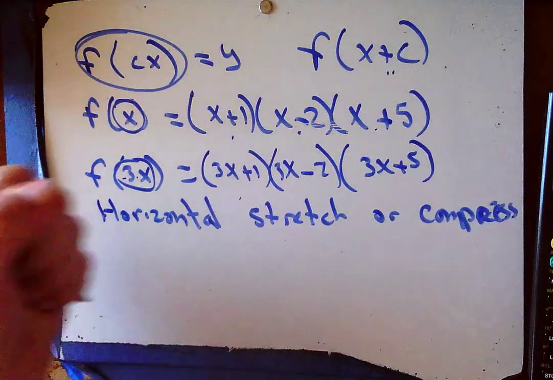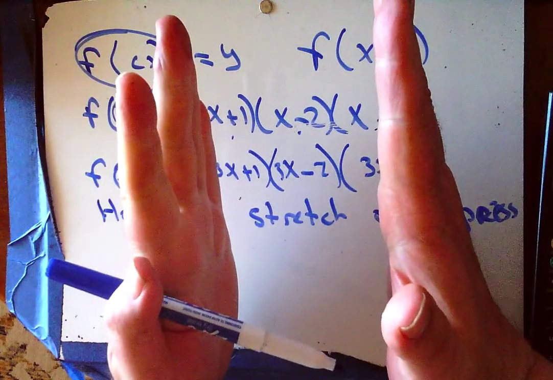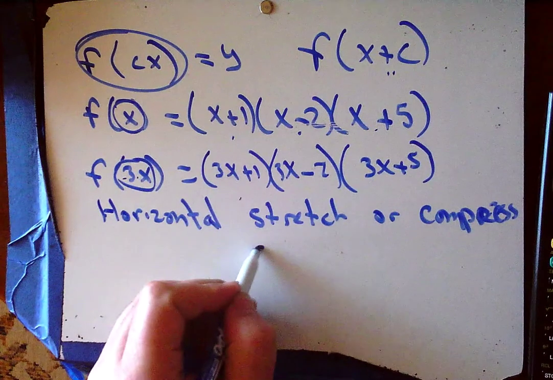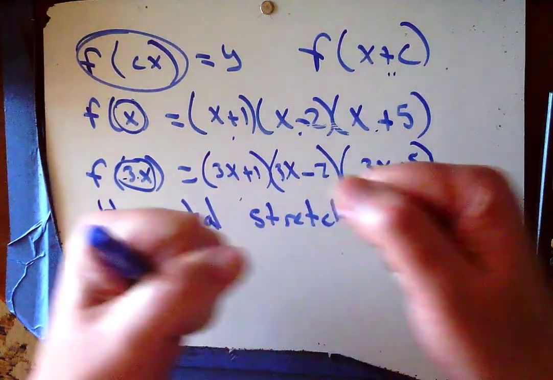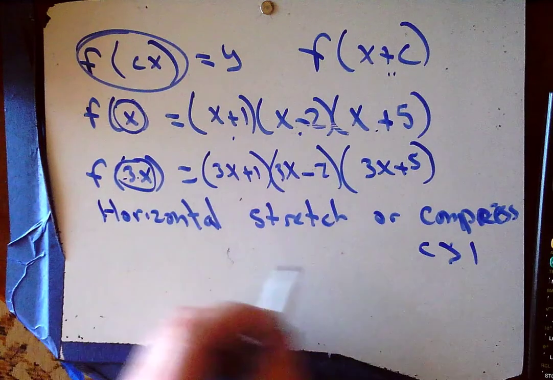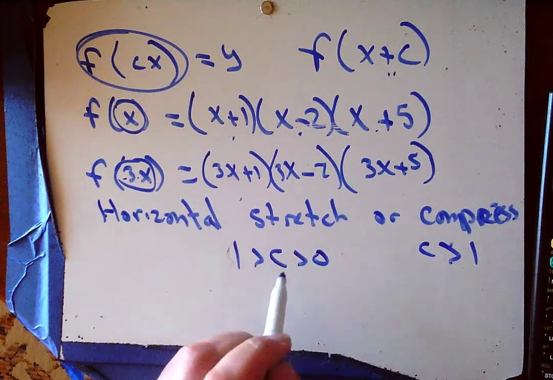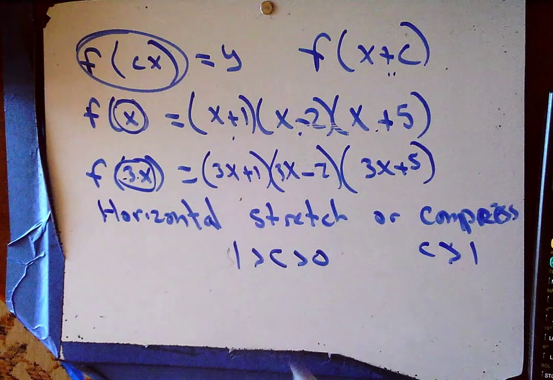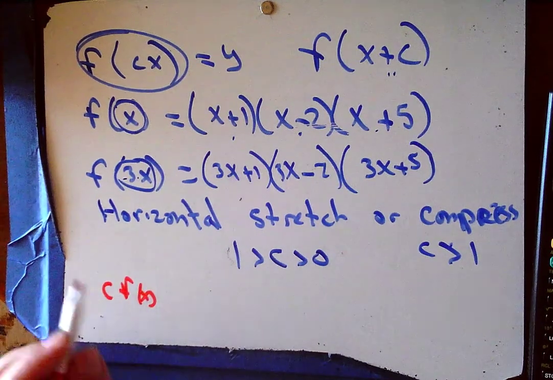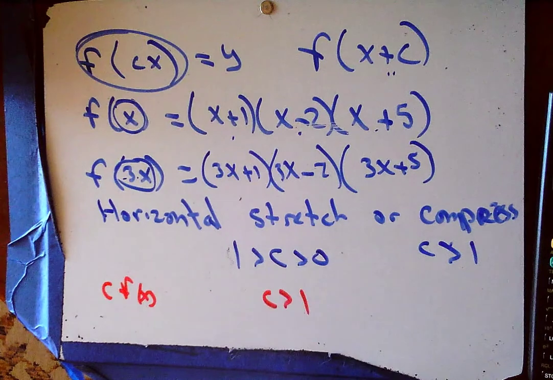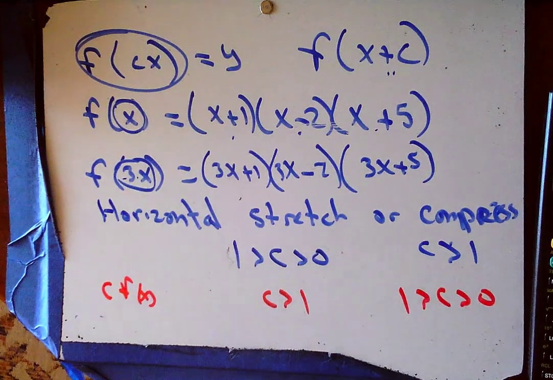Kind of like playing the accordion, right? I'm stretching the graph, I'm squeezing the graph. I'm squeezing the graph this way if C is greater than 1. But I'm stretching the graph this way if C is between 0 and 1. Now, that's the exact opposite as it was when we were talking about C times f of x. Remember this one? This one was a stretch for C bigger than 1 and was a compression for C between 0 and 1. Okay, so that's vertical.